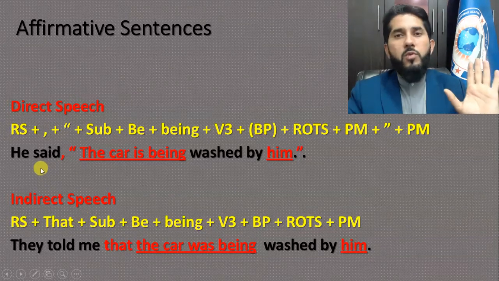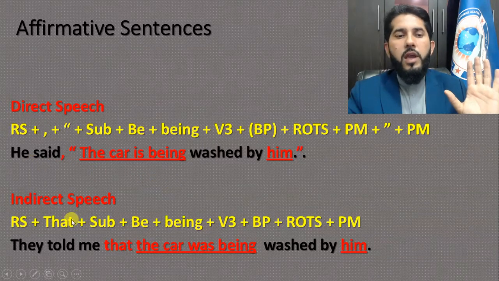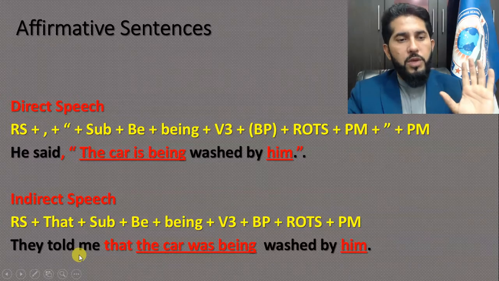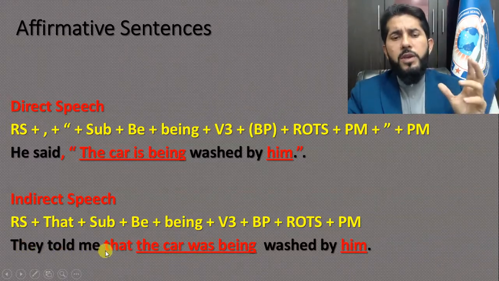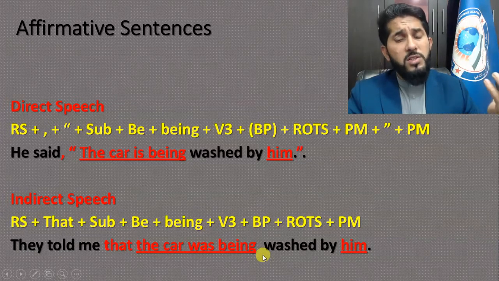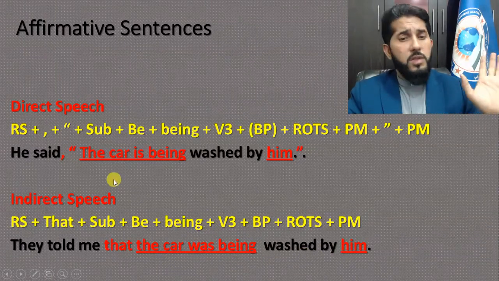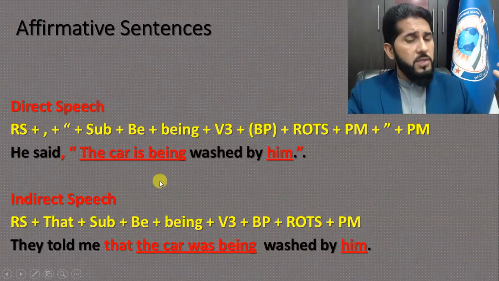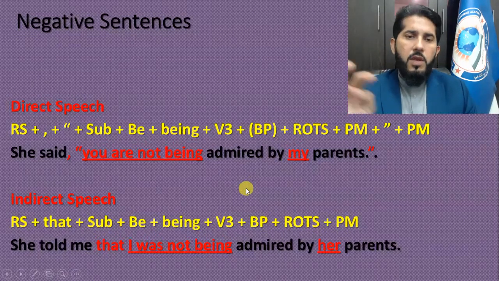So now I'm going to read both of them. You pay close attention. He said, the car is being washed by him. And now indirect speech: he told me, sorry I said they but it should be he, told me that the car was being washed by him. So the car is being washed by him. He told me that the car was being washed by him. So "is being washed" is present continuous in passive form, "was being washed" is past continuous in passive form.